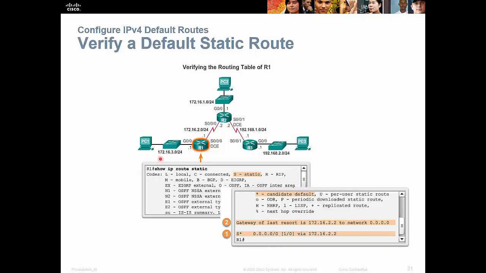Then in the router itself, we can verify that. We do the show ip route static, look for anything that has an S, and then the default. So here we have static, default is 0.0.0.0/0, and connected via 172.16.2.2.